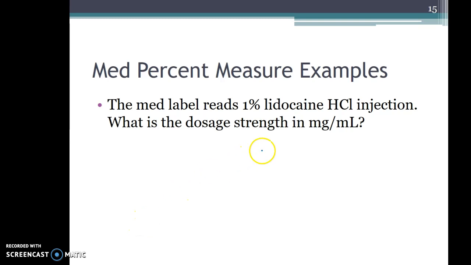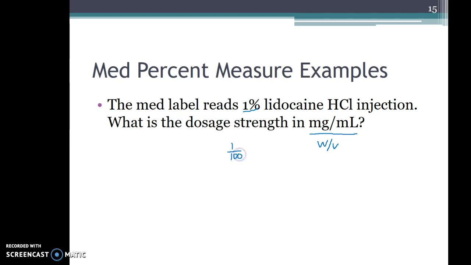And that is a really big clue as to how I'm supposed to do this problem, because milligrams is a measure of weight and milliliters is a measure of volume. So that tells me it's a weight to volume problem. When I look at my percent, here it is, 1%, and so I know that would be the fraction 1 out of 100.